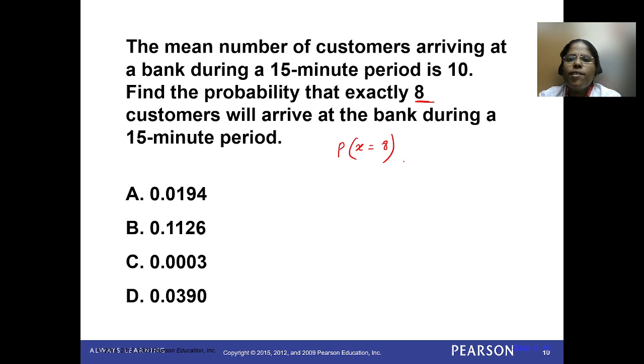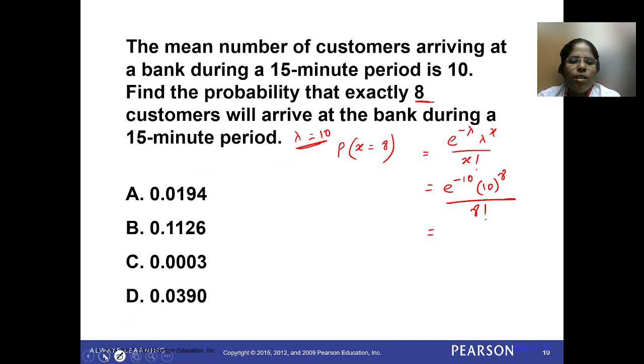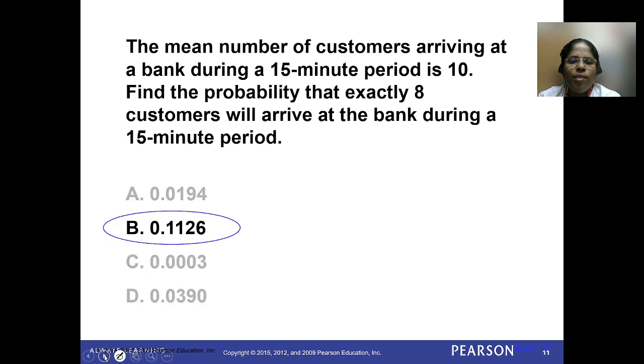Our formula is e power minus lambda, lambda power x by x factorial. But here lambda is given as 10. Substitute here: e power minus 10, 10 power 8, divided by 8 factorial. So use your calculator and find the probability that exactly 8 customers will arrive at the bank during a 15-minute period. Do it. The answer for this is 0.1126. Whether you are getting it or not, please check it.